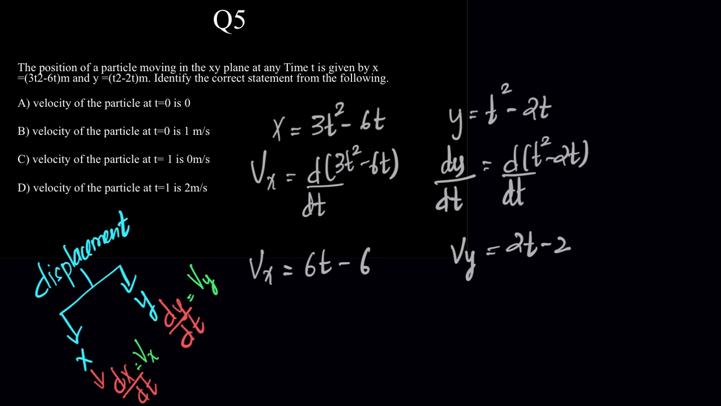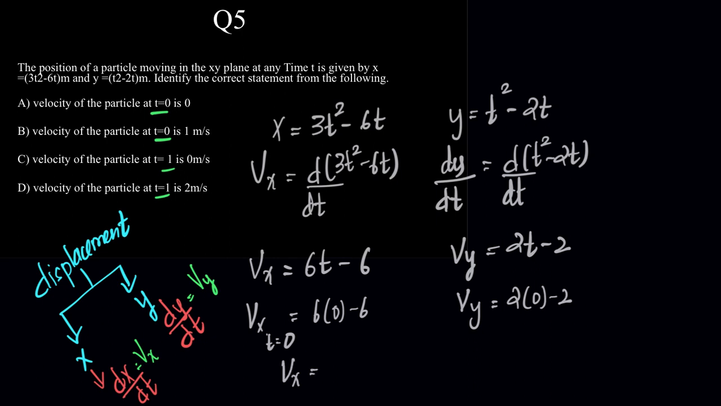Now we've been asked to find out the correct statement at t is equal to 0 and t is equal to 1. So we need to substitute Vx at t is equal to 0 first. So what do we get? We get 6 into 0 minus 6, and Vy is equal to 2 into 0 minus 2, in which case Vx is equal to minus 6 and Vy is equal to minus 2.